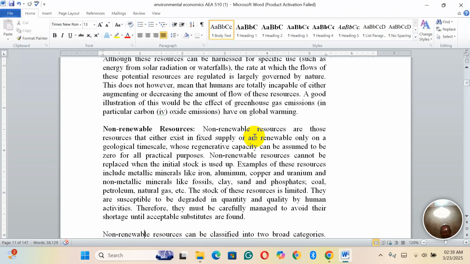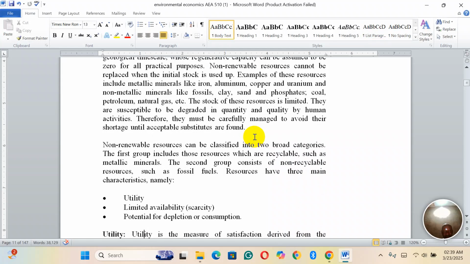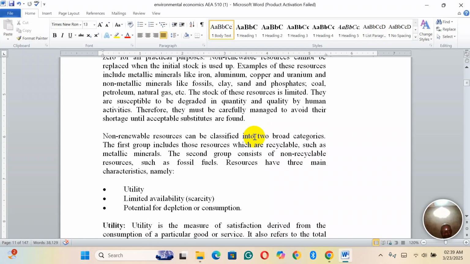The stock of these resources is limited. They are also susceptible to being degraded in quantity and quality by human activities. Therefore, they must be carefully managed to avoid their shortage until acceptable substitutes are found. So non-renewable resources can be classified into two broad categories.